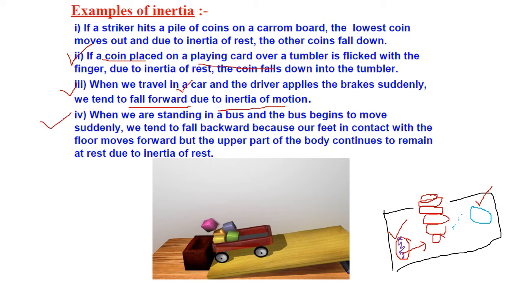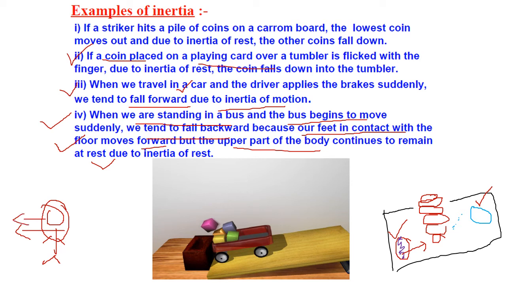Next one, if we are standing in the bus and the bus begins to move suddenly, we tend to fall backward because our feet are in contact with the floor that is moving forward, but our upper body continues to remain at rest. So what does it mean? If we are standing in a bus which is at rest, but suddenly the bus starts moving, the lower part of the body moves forward, but the upper body still feels that it is at rest. So this is another example of inertia.